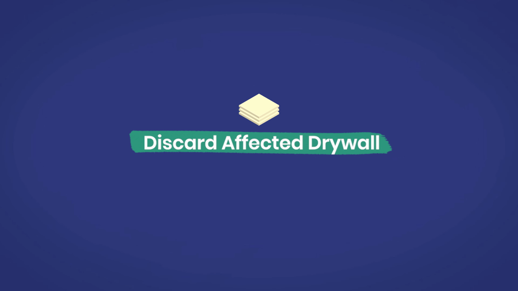Discard affected drywall. After taking care of the moisture problem, it's time to take care of the actual mold. Since most mold is going to be located on some sort of drywall, that is where you are going to concentrate your efforts. You can find the drywall that has been affected by poking around with a sharp object or by simply looking for dark spots on the walls.